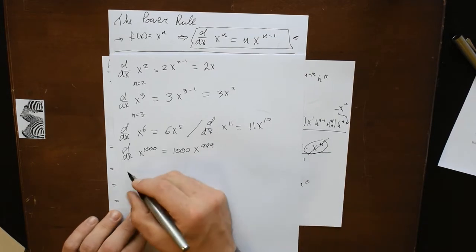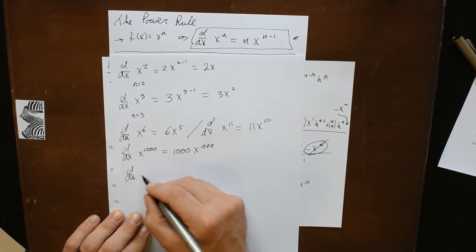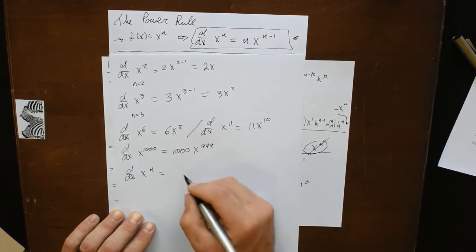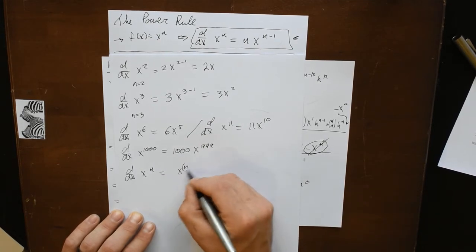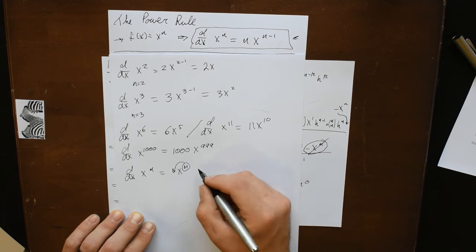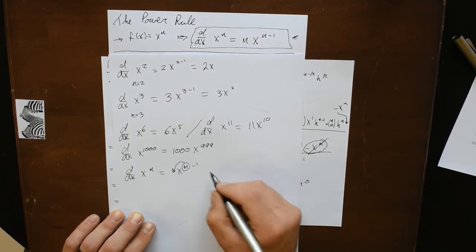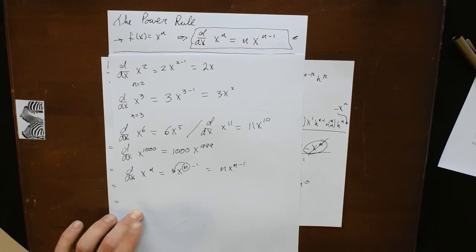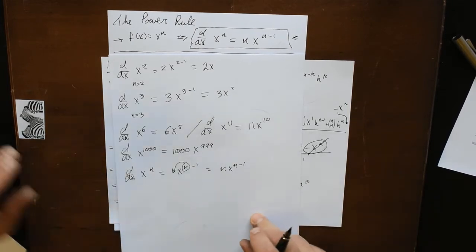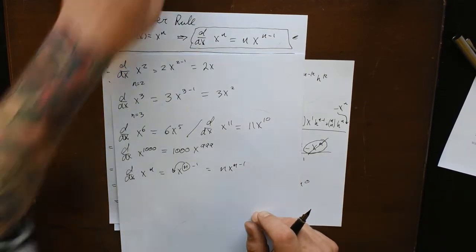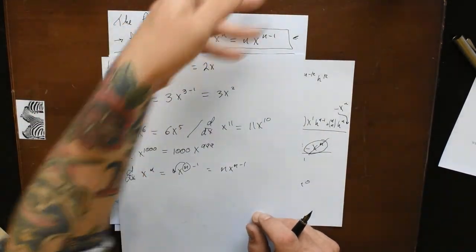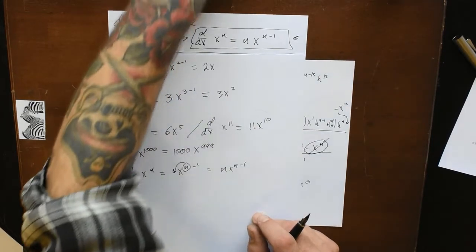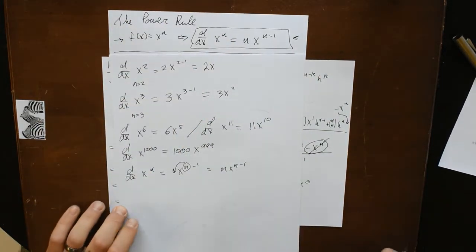The power drops down, and our new exponent gets one taken from it. n x to the n minus 1. Okay, so what else do we get? Perfect. So let's keep on going. This is all the same stuff.